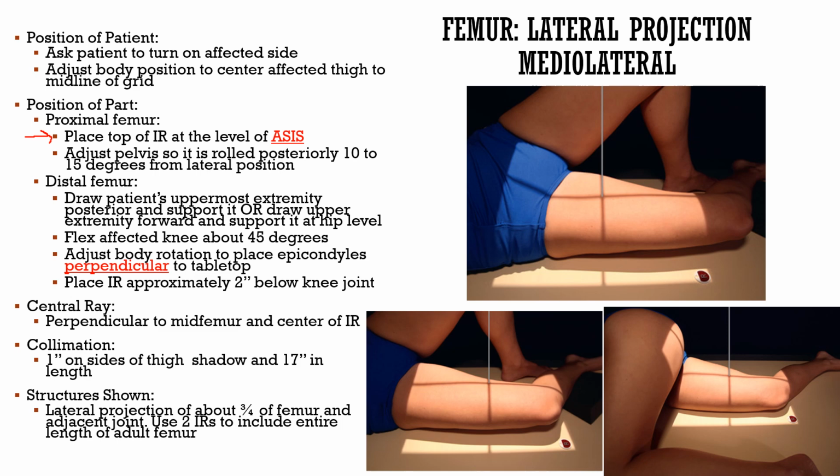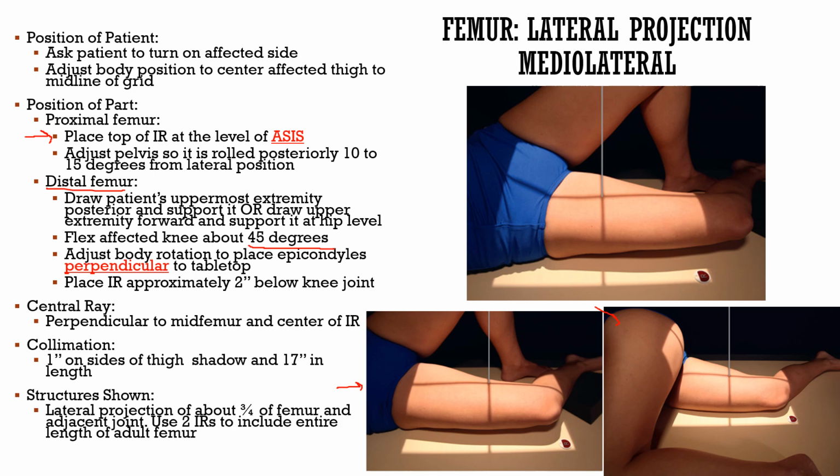position. For the distal femur, we're going to draw the patient's uppermost extremity posteriorly and support it, or draw the upper extremity forward and support it at the hip level. So you have two ways to do this, two different methods, whichever one is best for the patient. Flex the knee about 45 degrees, and we're going to adjust the body rotation to place the epicondyles perpendicular to the tabletop. We want to place the image receptor approximately 2 inches below the knee joint.